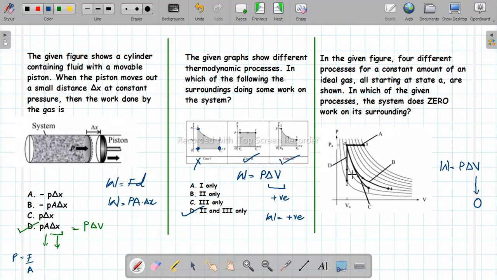But when it comes to the case 2, this is the initial volume of your system, which is VA, and the same is the final volume of your system, again VA. So we'd say that option D is the correct option.